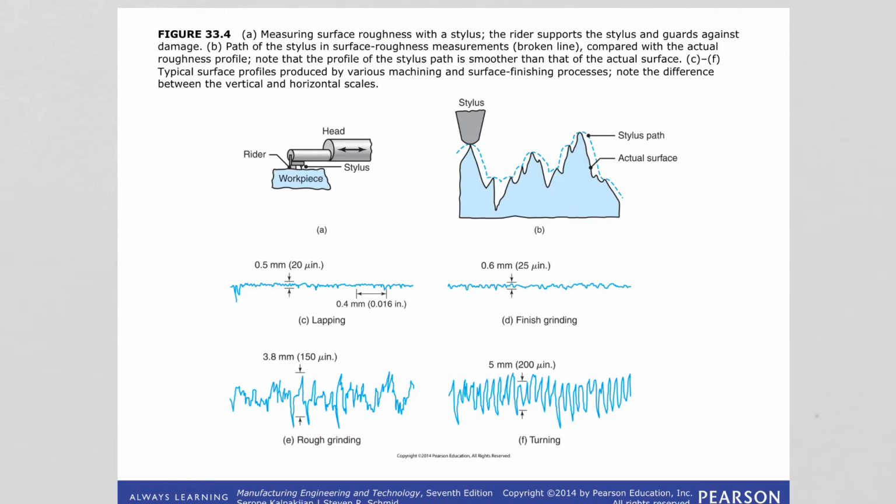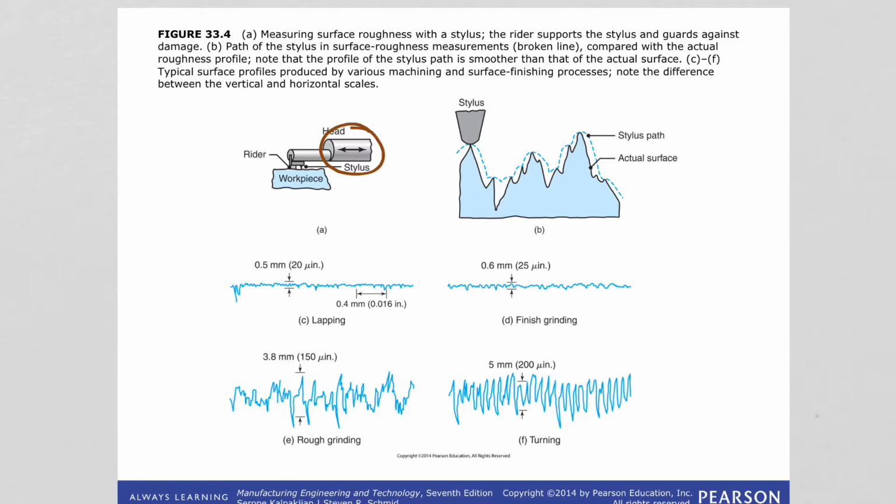Here we are seeing how this profilometer works. In image A, it is the measuring of surface roughness with a stylus. Here it is going back and forth along the surface of the workpiece, measuring and recording the surface roughness. And in image B, we are actually seeing the path of the stylus, the tip of this profilometer. You see the dashed line showing you the stylus path on the surface.